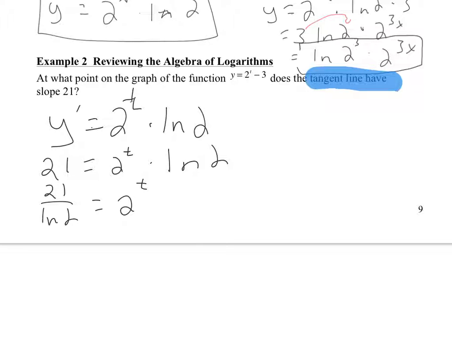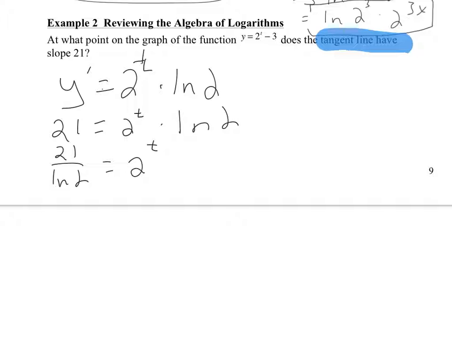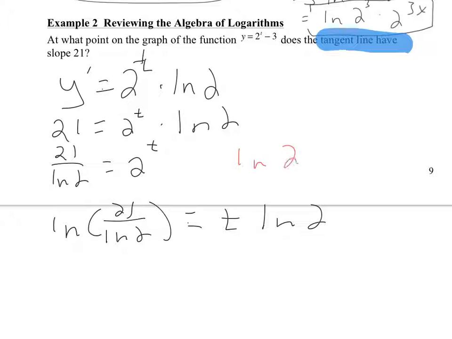Alright, and now what I really want to do is take the natural log of both sides. And when I do that, I'm going to end up with the natural log of 21 over ln 2 is equal to t ln 2. Now where did I get that from? Well, that's going to be the power rule. If I take the natural log of 2 to the t, it's going to be the same thing as t times the natural log of 2. So that's where that comes from.